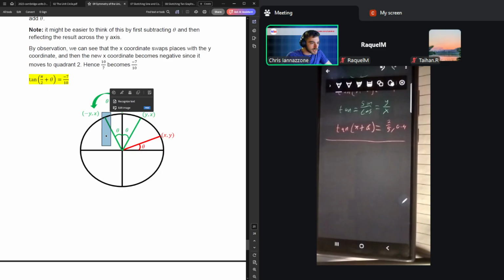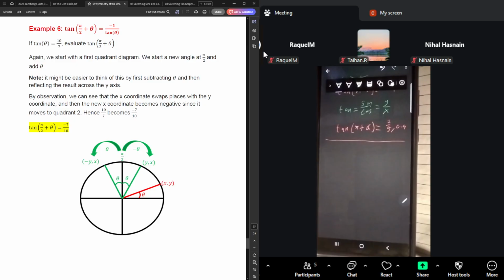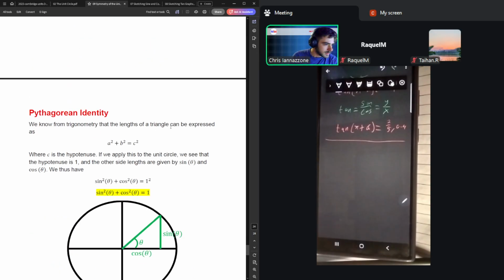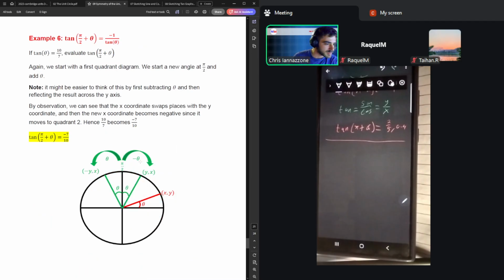If you end up over here, you're going to be negative, right? Because not only have you flipped the x and y, but you've also made one of them negative. Because you've got that mismatch in the division, the net result is going to be a negative division. So tan becomes negative. We'll pause there for a moment. Any questions about that one?